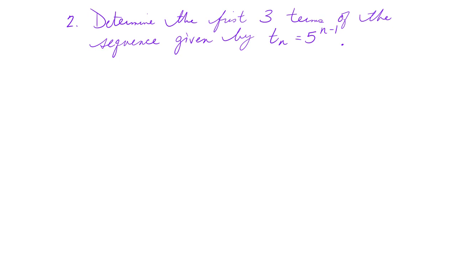Here's our question 2, and what I would like you to do is determine the first 3 terms of the sequence given by the general term, so given by term n equals 5 to the exponent n minus 1. Okay, we're still new to a lot of this terminology, but I think you guys would be comfortable to be able to give it a shot. So pause the video and try to come up with the first three terms of that sequence. Okay, pause it now.